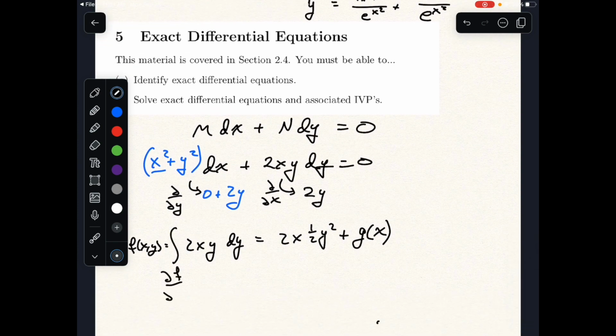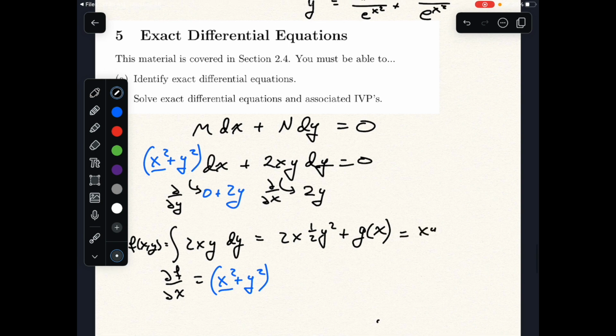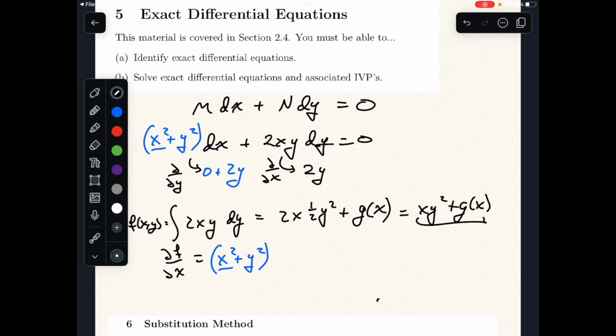Then you need del f del x to be equal to this guy over here, x squared plus y squared. So what is this guy over here? Let's simplify the 2, so that's xy squared plus g of x. And so taking del f with respect to x, the derivative of xy squared is just y squared, and then plus g prime of x, set that equal to that x squared plus y squared that we had.